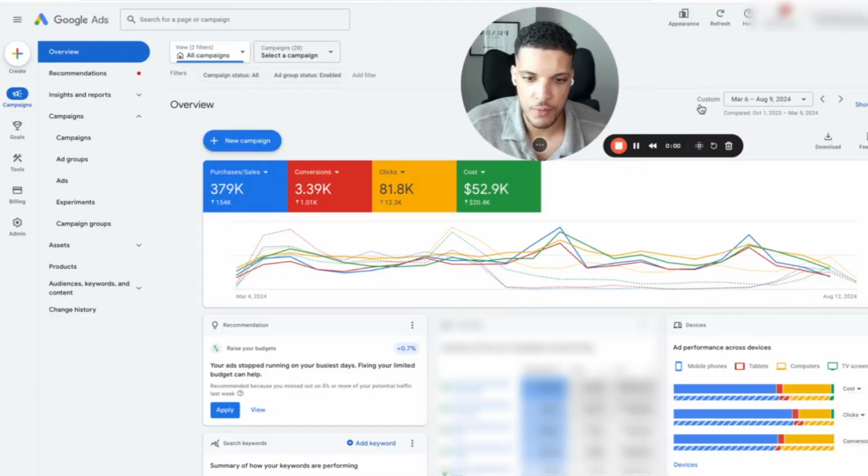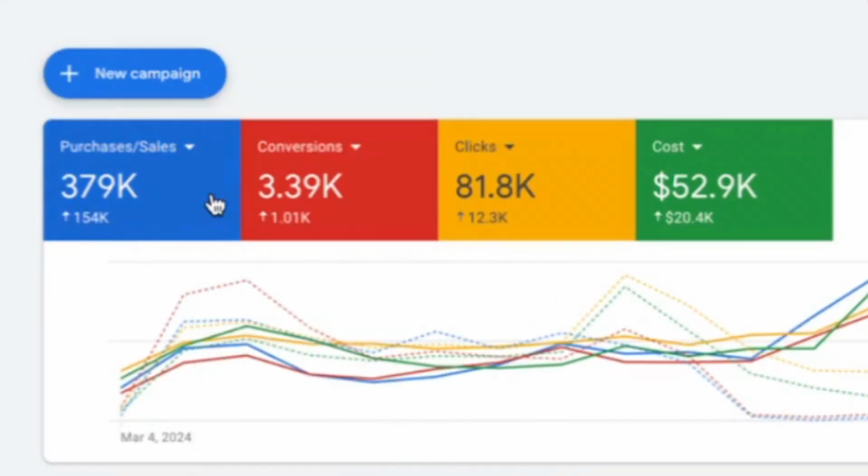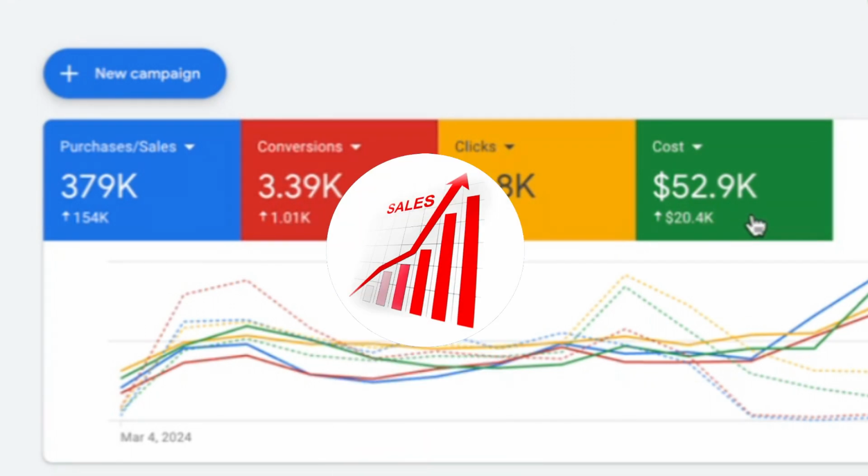All right, as you can see from the date ranges of March 6th to August 9th, we had over $379,000 in revenue compared to the previous period. We increased this over 154,000, had over 3,300 conversions and a 1,000 conversion increase, all while scaling this account $20,000.